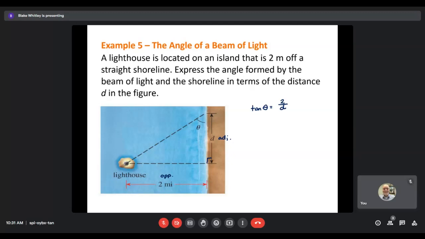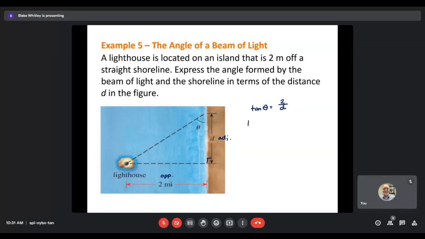Now, what we're asked to do this time is express the angle formed by the beam of light and the shoreline in terms of d. So I don't know how long that distance is. It's actually going to be changing as the lighthouse rotates, right? And so all we actually want to do here is just try to get theta by itself and get an expression that's in terms of d.